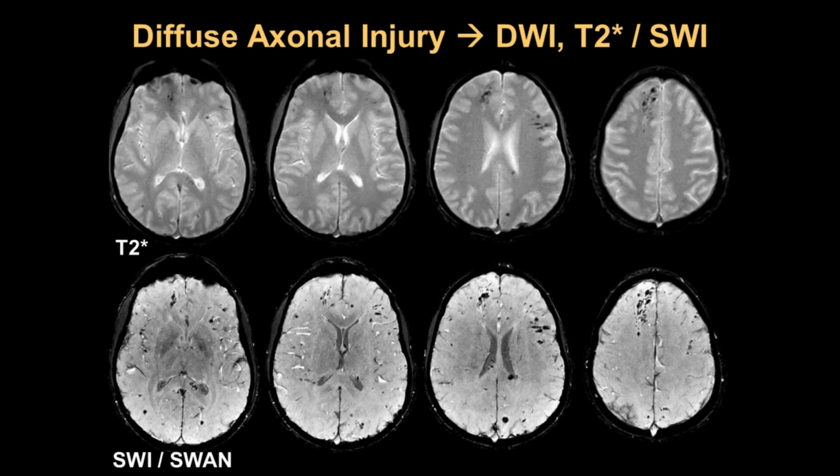If in the same patient, the same moment, we get a susceptibility weighted sequence or SWAN, we'll see a magnification of this, much more sensitive for even the smallest areas of injury. So this can be important in defining the substrates of prior trauma.